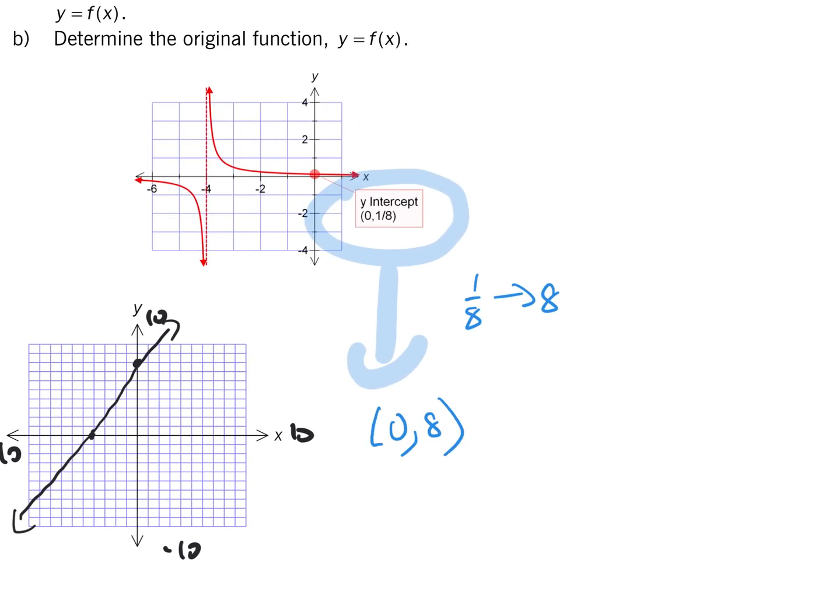Because here we have the point 0 and 1 over 8. So to find the reciprocal of 1 over 8, you flip it upside down and you just get 8. So it's not 0 and 1 over 8, now it's 0 and 8. So that's this point here, it's 0 and 8. Once you have 2 points on a line, then you just connect the dots and Bob's your uncle.